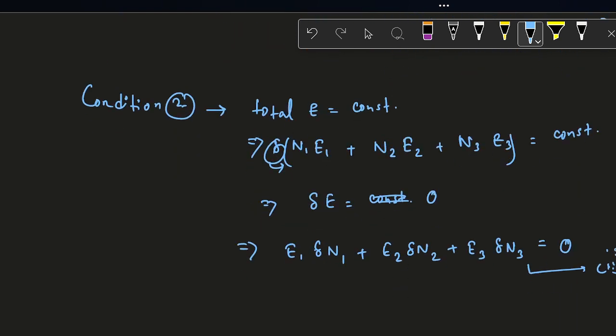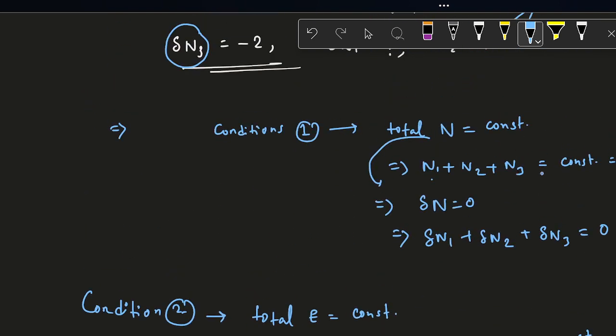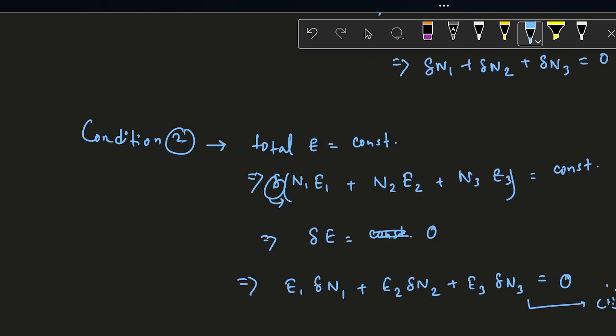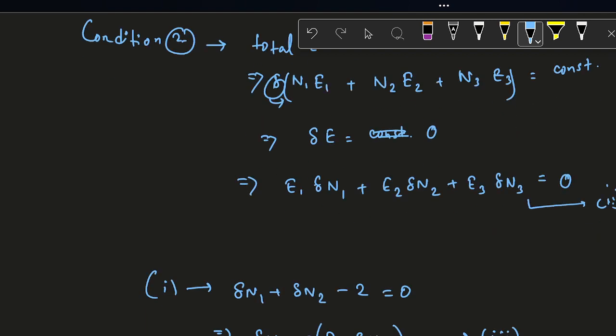So now look carefully, what you have got is that you have been given the value of delta N3. So why not use equation number 1 to simplify it a bit. You have delta N1 plus delta N2 plus delta N3, whose value was given as, I think, minus 2. So it is equal to 0. So we can express it as delta N1 equal to 2 minus delta N2. So let's say this is our equation number 3.